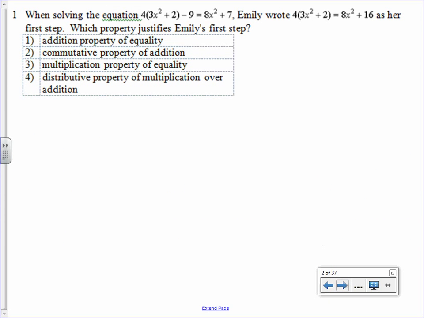When solving the equation 4(3x² + 2) − 9 = 8x² + 7, Emily wrote 4(3x² + 2) = 8x² + 16 as her first step. Which property did she use? Well, what happened here is she added 9 to both sides. When she does that, she gets this over here. So if she added something to both sides, that's the addition property of equality. Know your properties.